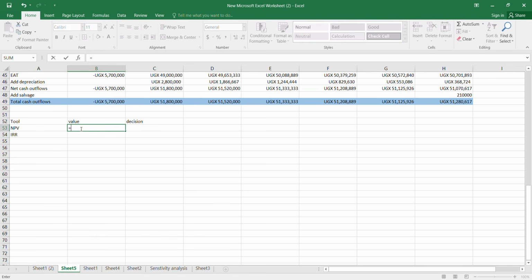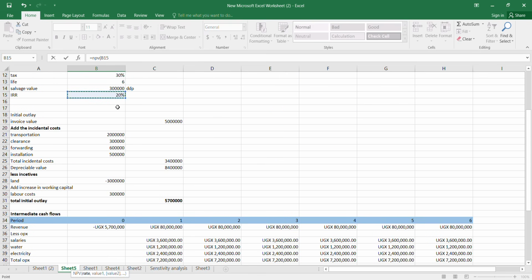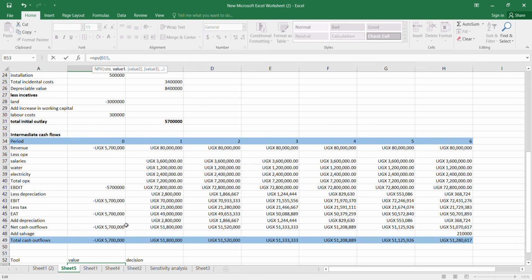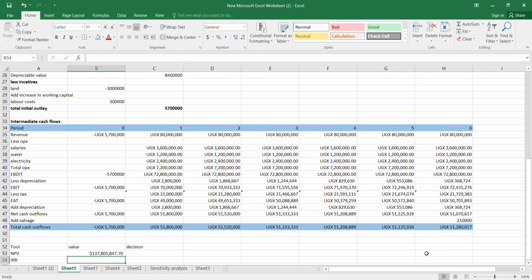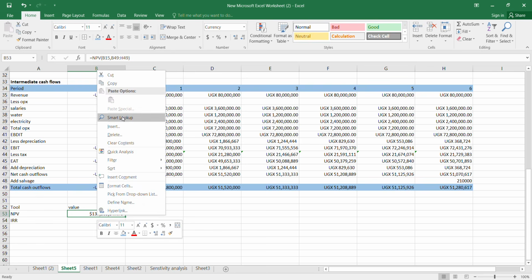So for NPV, we have an inbuilt formula called NPV, and we shall take the rate on our RR, comma, and we also select from this to that. We shall format the cell to UGX.